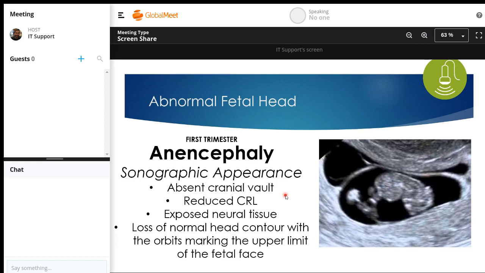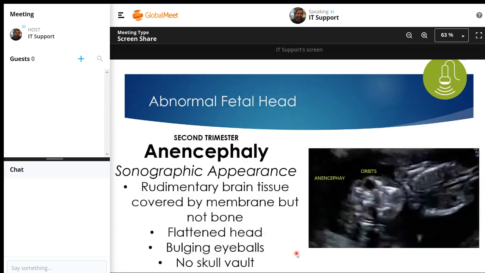Neural tissue is exposed, so there's no cranial vault. It's just that brainstem, if any, there, no tissue, so that's exposed neural tissue. And there's loss of normal head contour, with the orbits marking the upper limit of the fetal face. The orbits are usually where the head stops. So it makes the head look abnormal, along with all of the other findings.